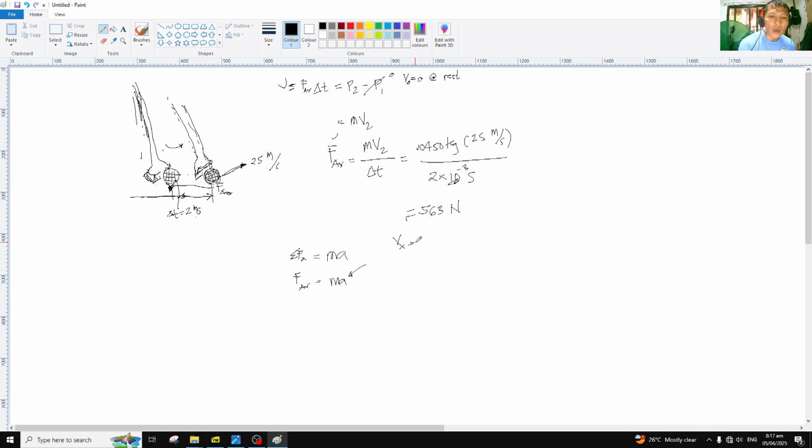We can have Vx is equal to Vox plus at. It is ruled out that your Vox is 0. So basically, your a is equal to Vx all over t. Then substitute your m, that is 0.0450 kilogram. Your acceleration is Vx all over t, that is 25 meters per second all over 2 times 10 to the negative 3 seconds. So basically, you should have the same answer for this. That is 563 Newton average.